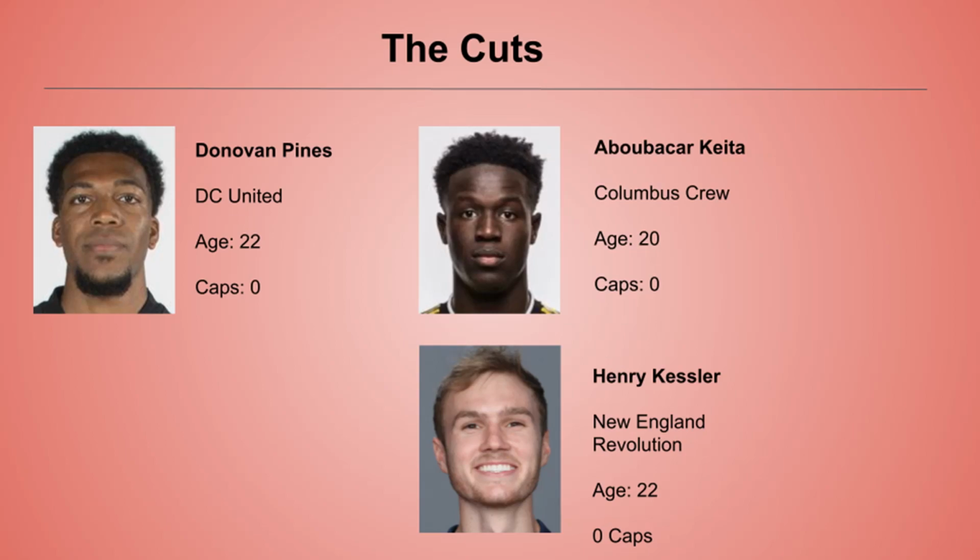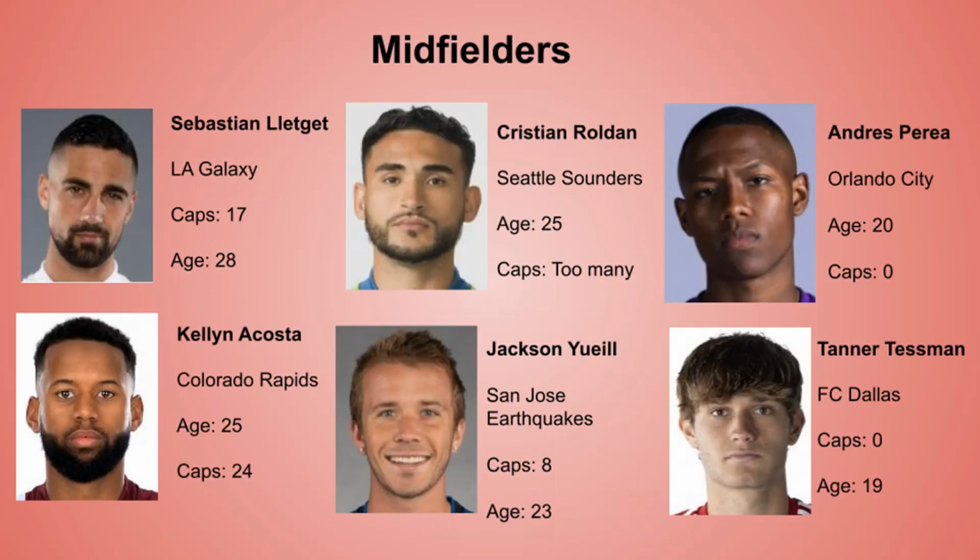Central midfielders: Sebastian Lletget, Christian Roldan, Andres Perea, Tanner Tessman, Jackson Ewell, and Kellen Acosta. Now, 2 of these guys shouldn't be here in my opinion. Kellen Acosta and Christian Roldan, both of them I've said my piece about. They've never done anything to convince me that they belong with the USMNT. I'm excited to see Andres Perea. He filed the one-time switch from Colombia to the US, so he'll be available for this game.